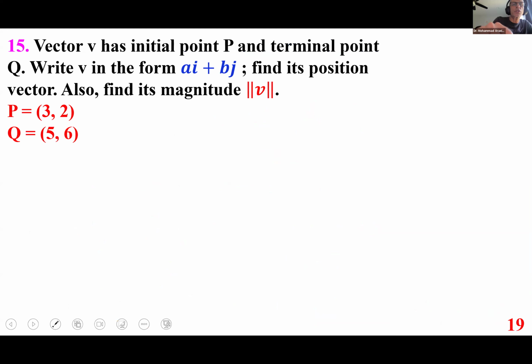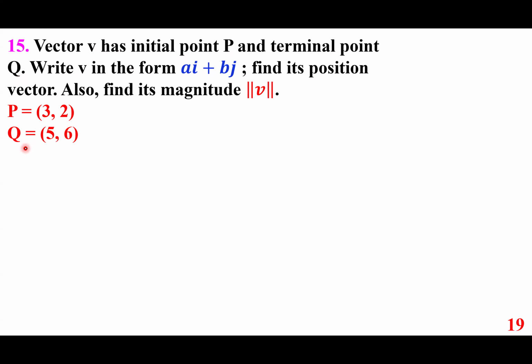All right, let's switch gears and let's look at vectors. Vector v has initial point P and terminal point Q. Write v in the form ai plus bj. Find its position vector. Also find its magnitude. P is (3, 2), Q is (5, 6).